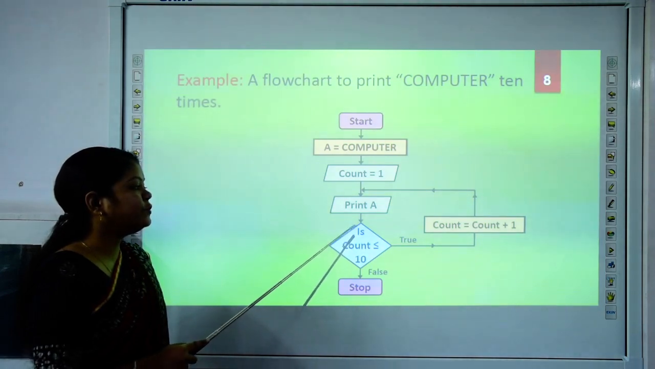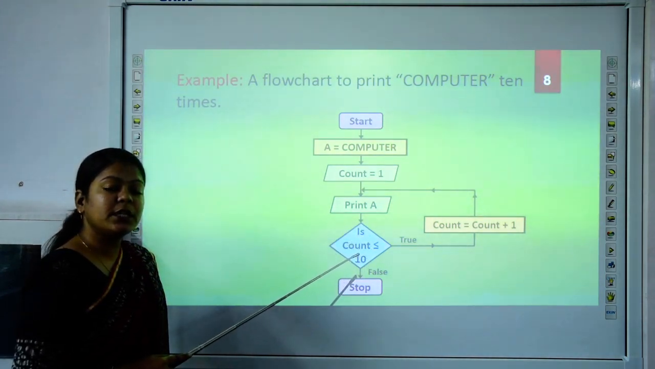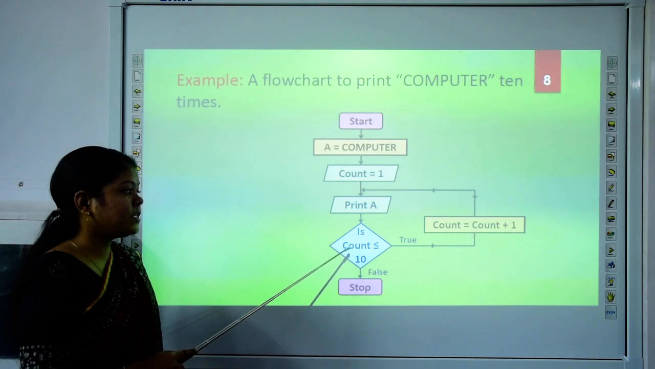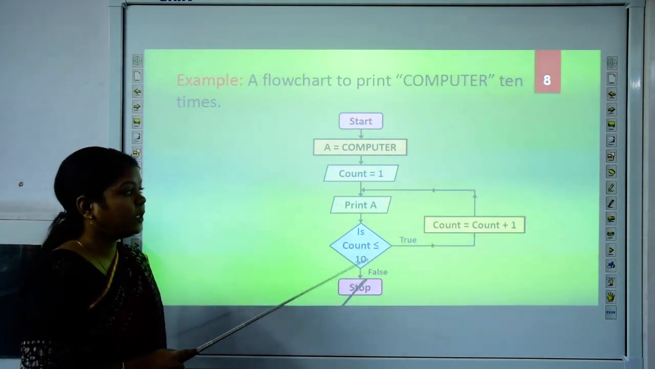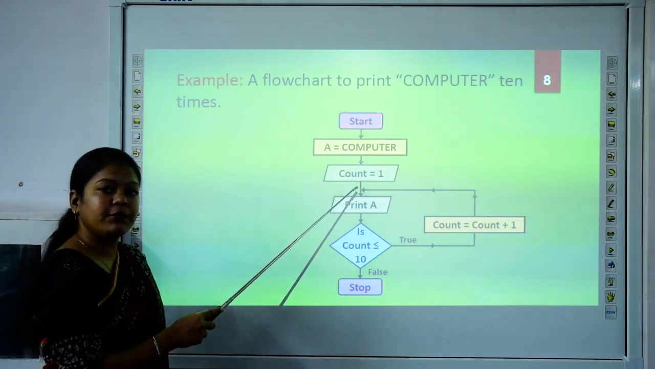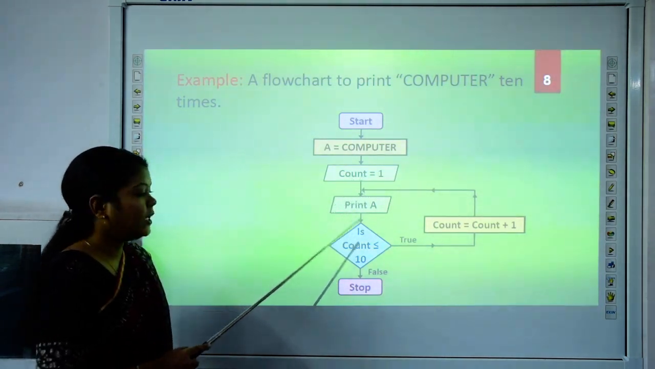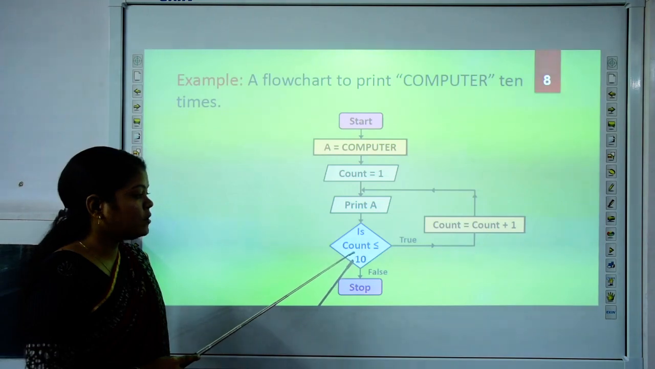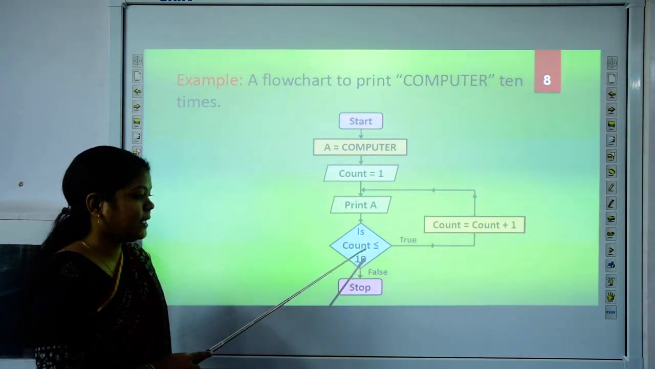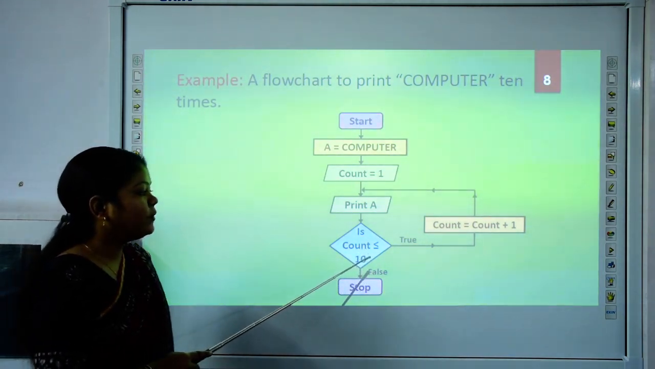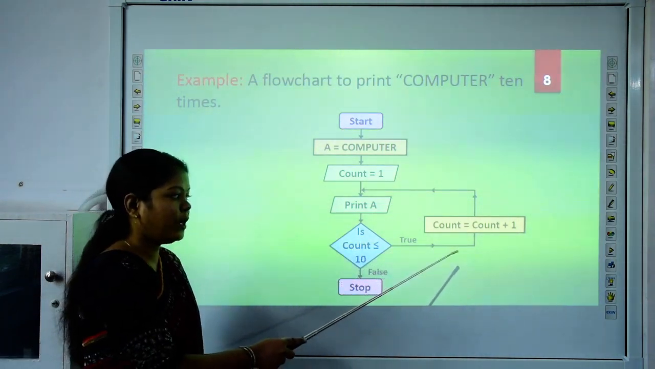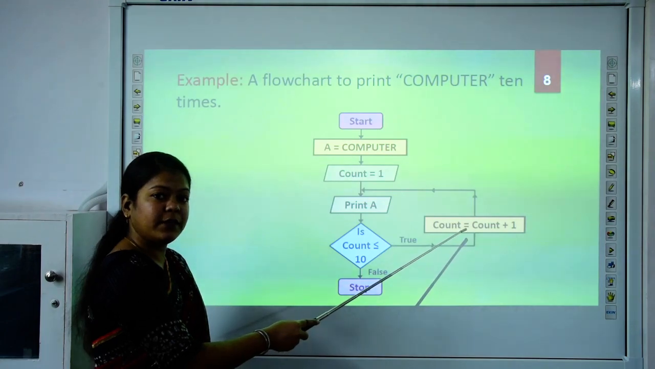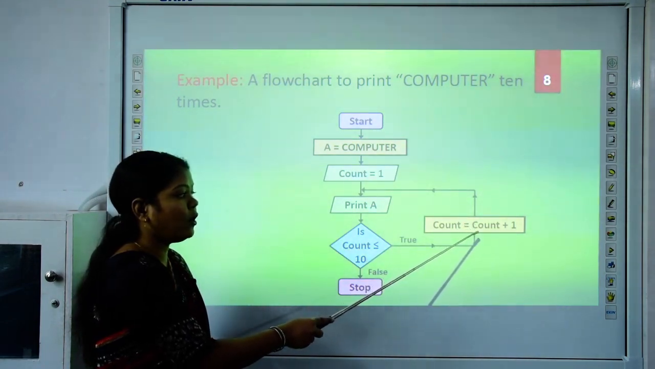Then we have to check the condition. We have to check the value of count. Here the condition is count is less than or equal to 10. Yes students, in the starting we have the value of count equal to 1. So this condition is true because the value of count, which is 1, is less than or equal to 10. Okay. Now as the condition is true, we will move to the true part of this condition, and then we have the next step, which is count equal to count plus 1.